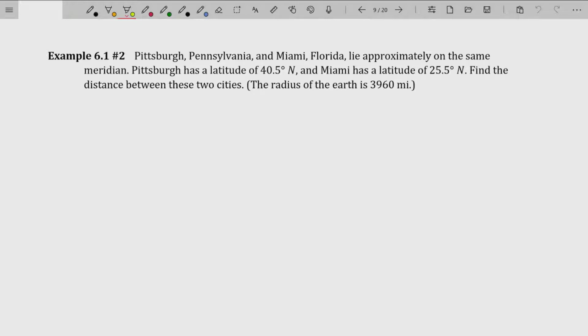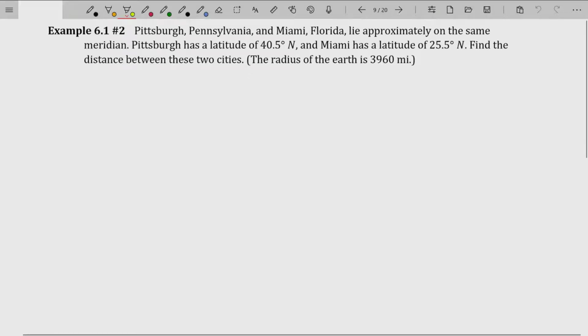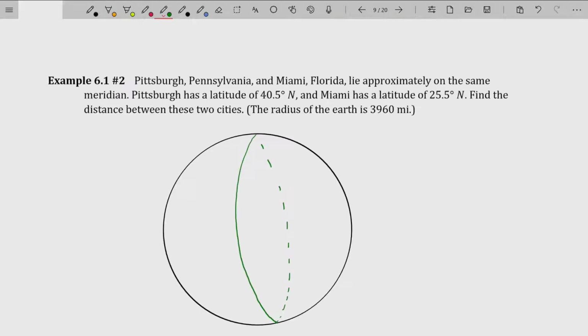Pittsburgh, Pennsylvania, and Miami, Florida lie approximately on the same meridian. What that basically means is they're almost directly north-south of each other. That's not exactly true, but we'll just say it is. So they exist on this great circle, is what we would call it, and that circle would obviously be the planet Earth. They exist on different latitudes. Pittsburgh is on a higher latitude, so it's somewhere up here, and Miami is at a more southern, or lower, latitude.